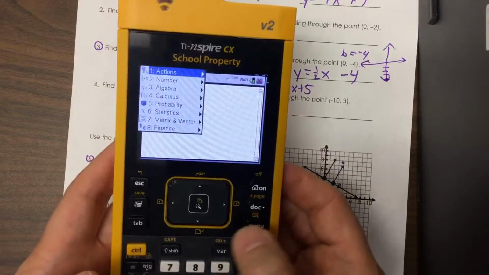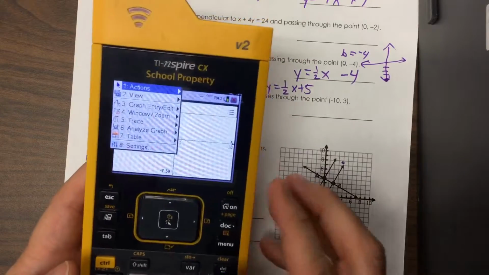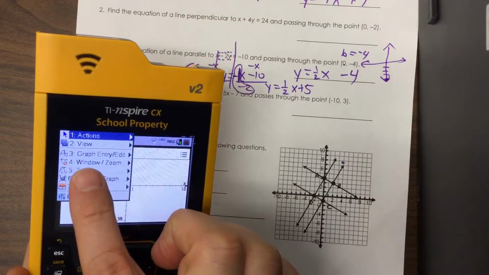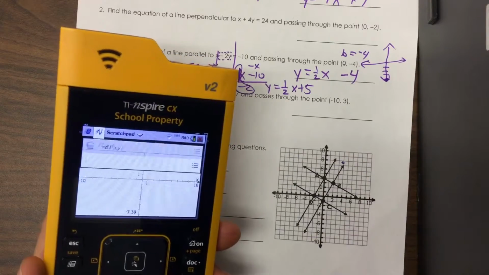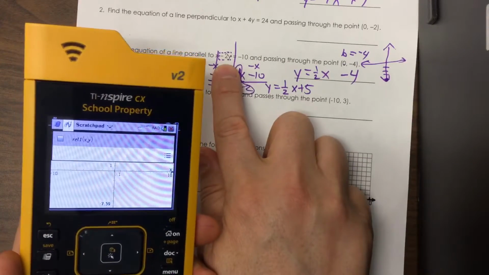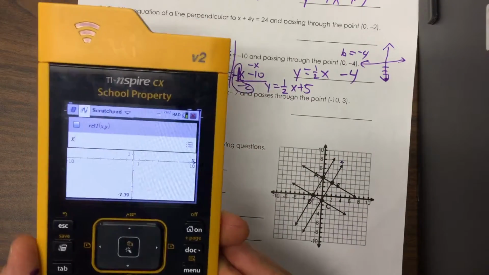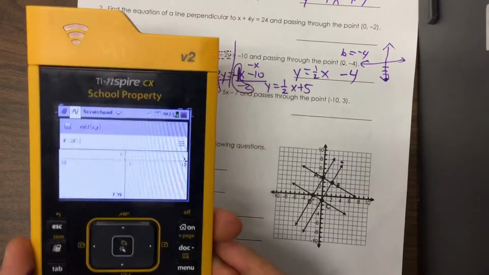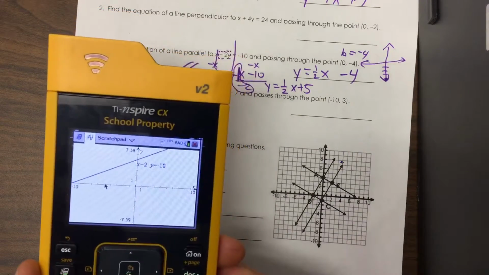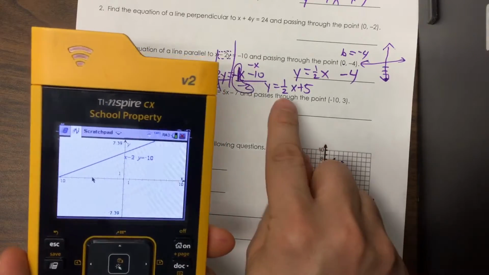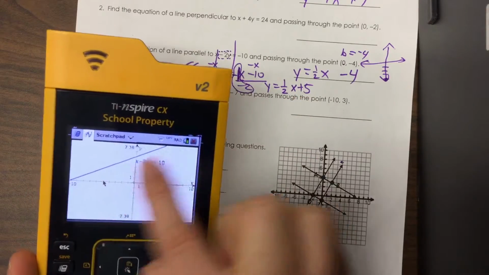How do I do that? I go to my graph screen, and if I go menu and hit 3 for graph entry, and I want to put in a relation, that'll let me put this problem in as is. X minus 2y equals -10. That gives me that line. So here's one option. You could type in what you got as your answer when you converted that. It should be the exact same line.